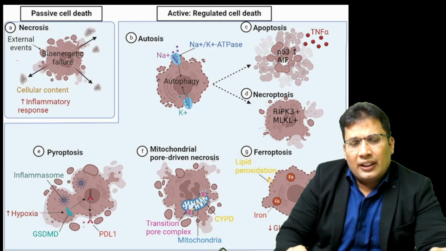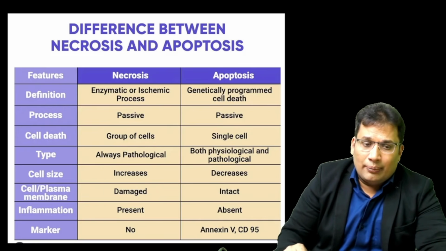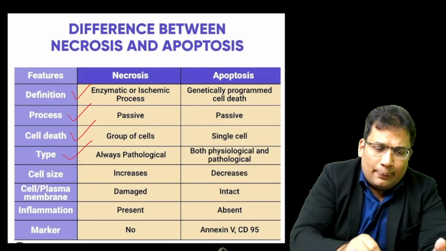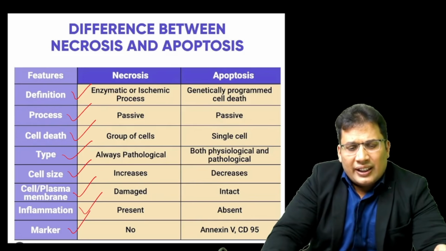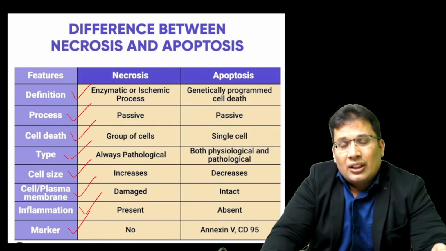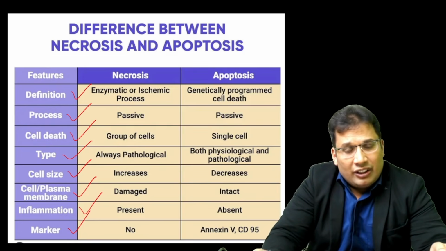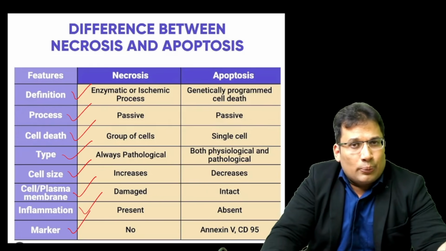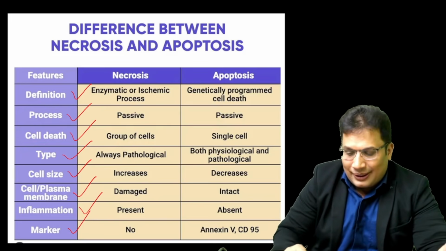Then differences between necrosis and apoptosis. For this you need to write the definition, process, cell death type, cell size, plasma membrane, inflammation and the marker. At least 5 to 6 differences you need to mention to get passing marks. So this is about the main question. Question number 1 was very easy, a repeat, basically necrosis and apoptosis. Apoptosis is a genetically programmed cell death because of the caspases.